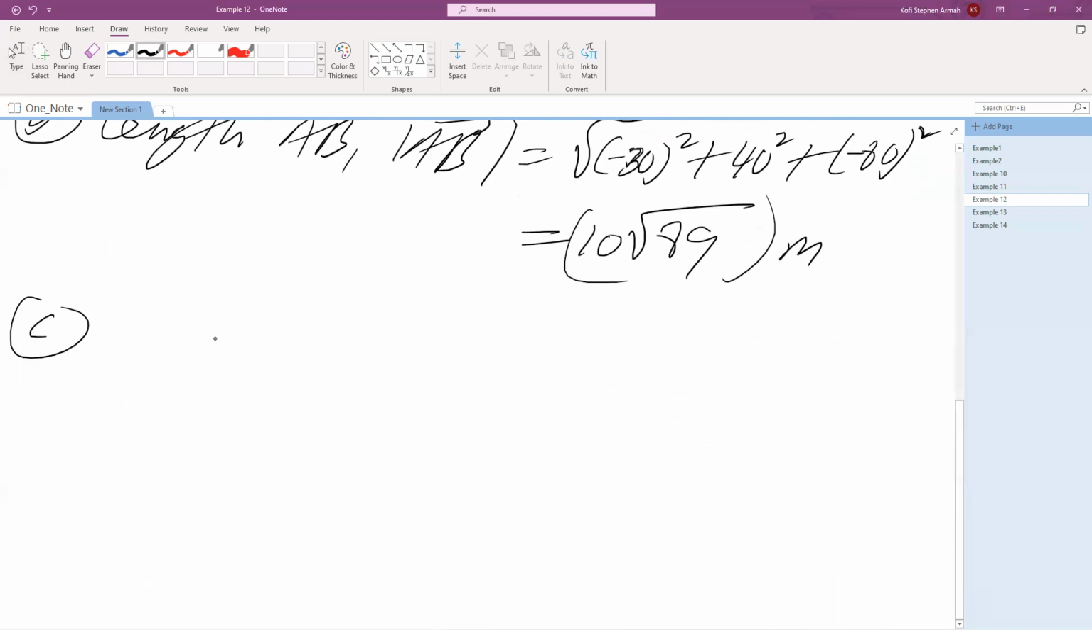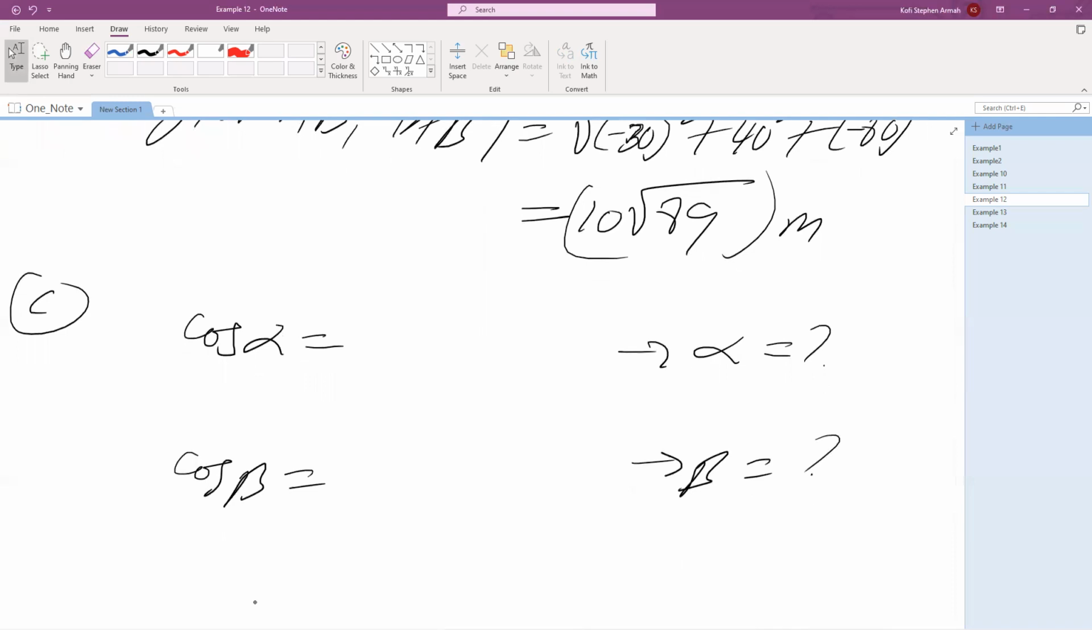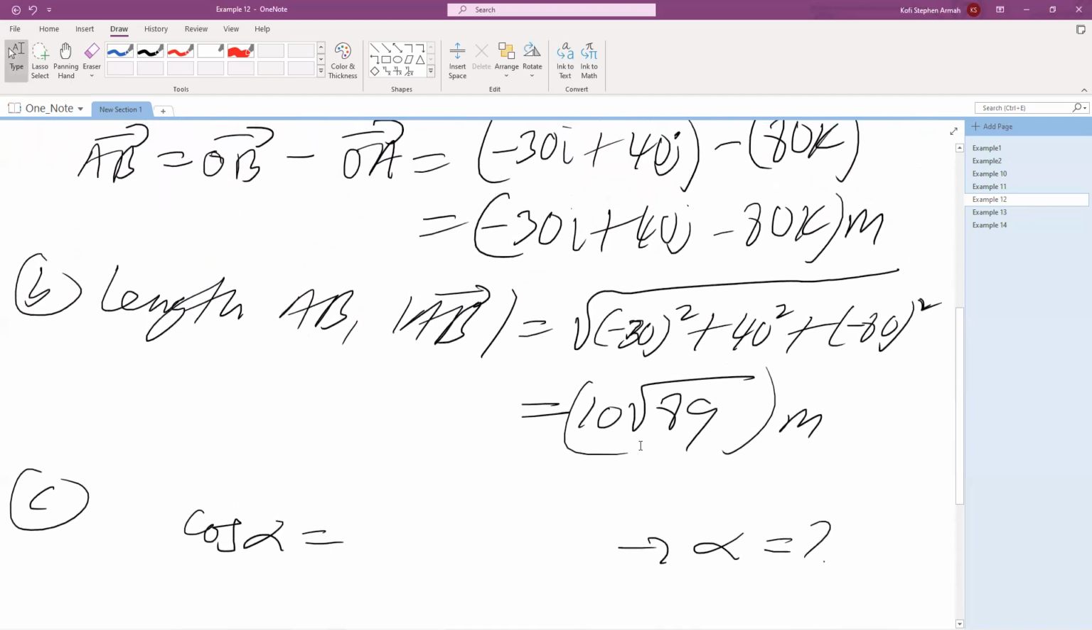So you have to find cosine alpha, or you can find alpha itself if that's what you want. Then you find cosine beta, or beta itself, and then cosine gamma, or gamma itself. So what is cos alpha? For the alpha part, you use minus 30 over the magnitude, which is 10 root 89.